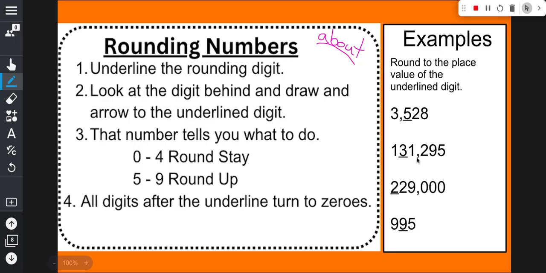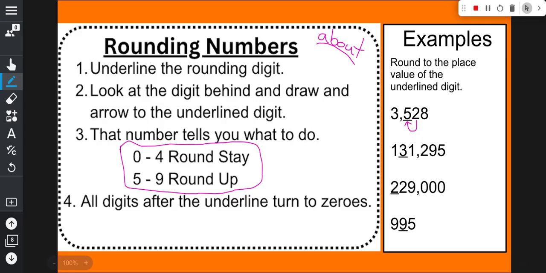So in our examples, the underline is already done for us. We're then going to look at the digit behind it. So in this case, the 2. And I'm going to draw an arrow from the 2 to the 5. If I look right here, these are my rounding rules. 0 to 4, we round stay. 5 to 9, we round up.